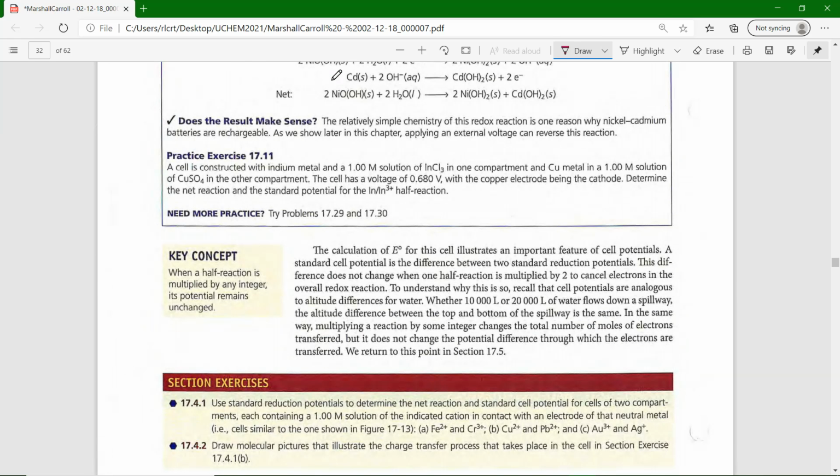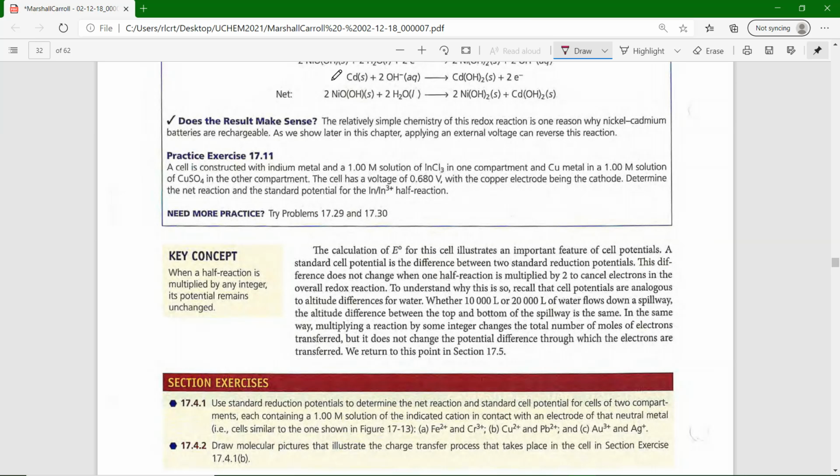Should we try practice exercise 17.11? What do you think? I didn't want to do the nickel cadmium battery one. Yeah, we can try this one.